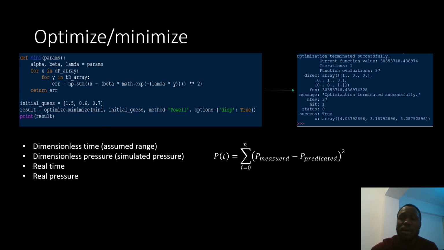As you can remember, in the last couple of slides, we showed you the main model used for our machine learning procedure. We use this model to determine dimensionless time and dimensionless pressure, or simulated pressure in this case, since we do not have P measured. And then we were able to determine real time and real pressure, all from this one code, which shall also be shown in the report following this presentation.